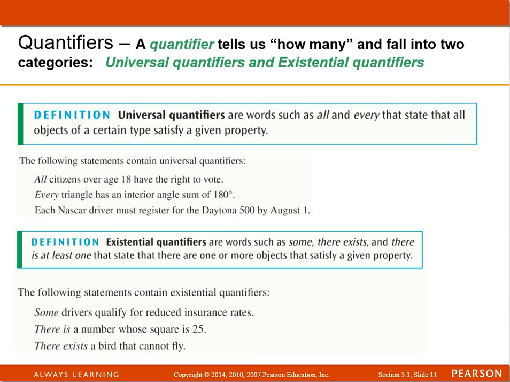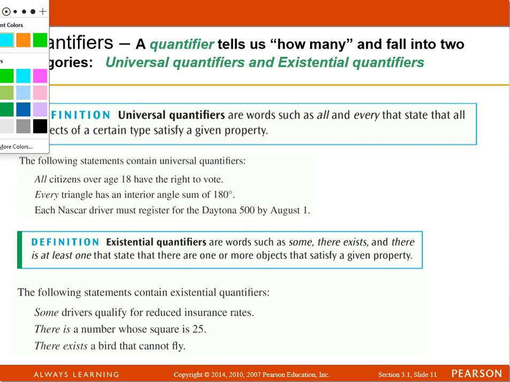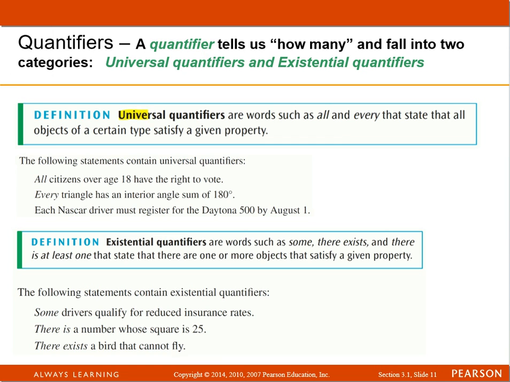Now, the other thing they talk about in this section are quantifiers, and there's 2 types. There's universal and existential. Universal quantifiers are words like all, every. It's kind of like in set theory when you had a universal set. These were all the numbers you had to consider for the universal set. Same concept. When you see the words all, every, it's the entire thing.